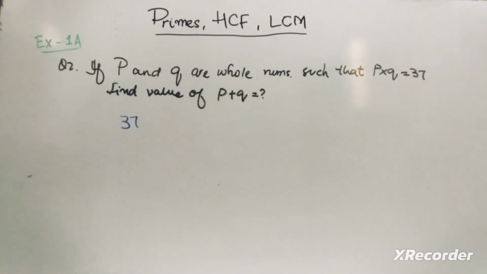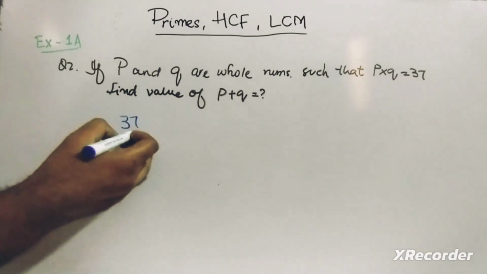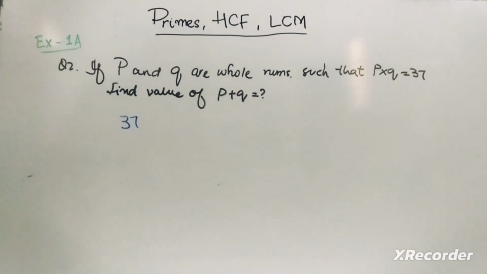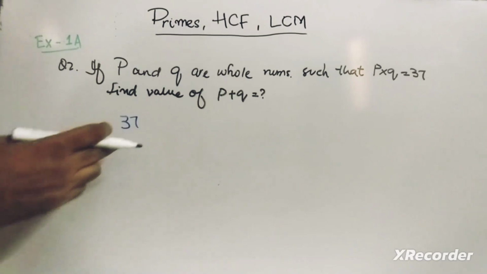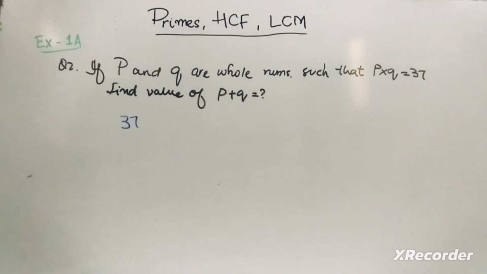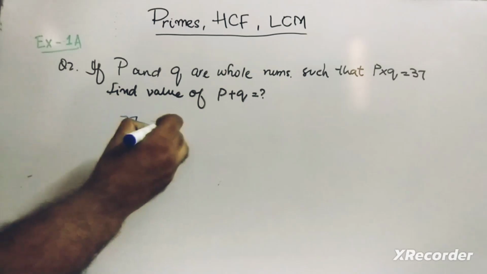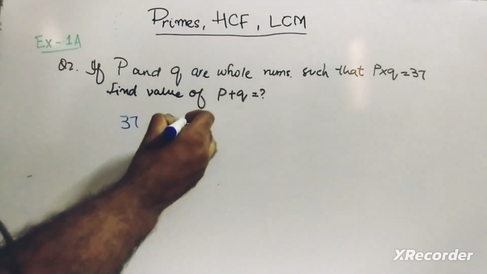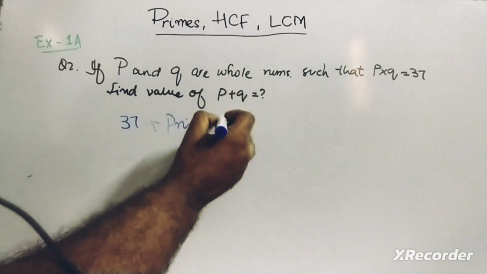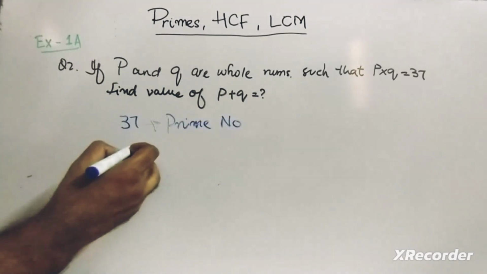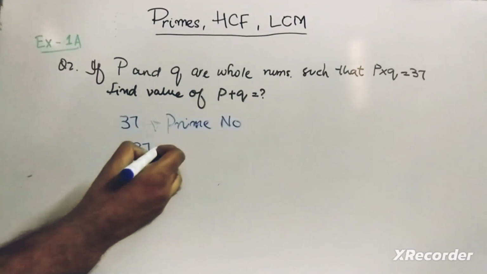First we find the category of this number 37, whether it is prime or composite. For this, we see the last digit, that is not even, so it is not divisible by 2. Now for 3, add 3 plus 7, that is 10, which is not divisible by 3. And it is neither divisible by 5 nor 7, so it is a prime number. We know that a prime number has only 2 factors, that is 37 itself and 1.